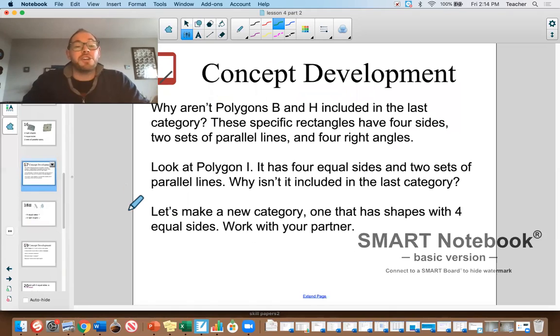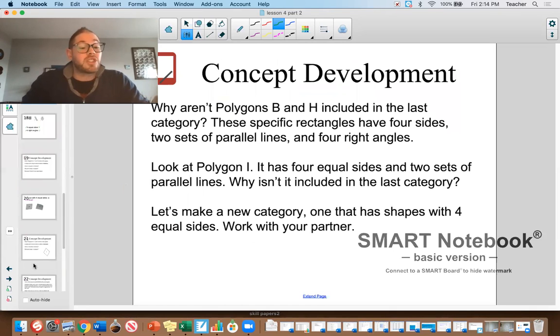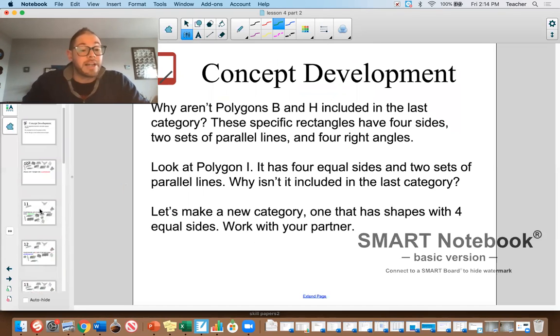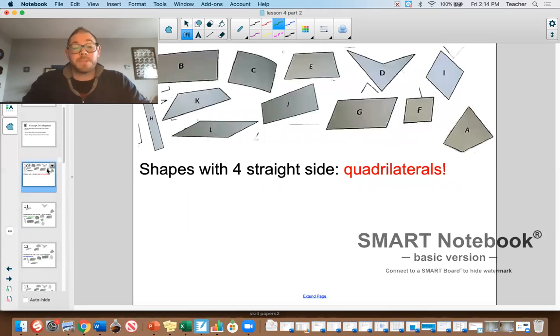Let's make a new category, one that has shapes with 4 equal sides. So I'm gonna let you think about which shapes here have 4 equal sides, and I'm gonna show us all of our shapes. Here they are. Pause the video for a minute and see if you can figure out which of these shapes have 4 equal sides. Can you do it?